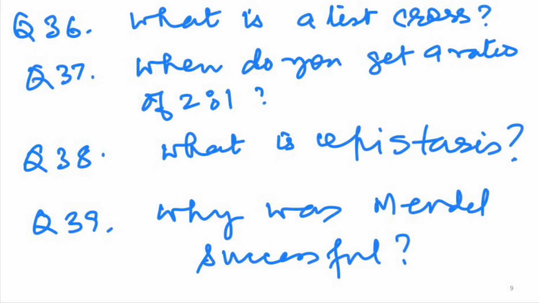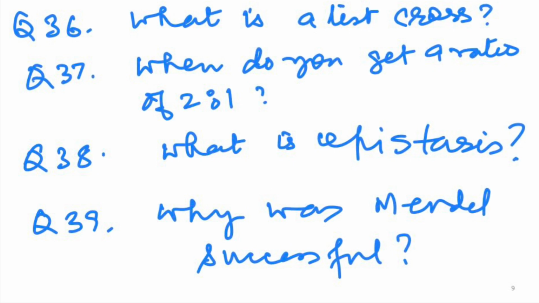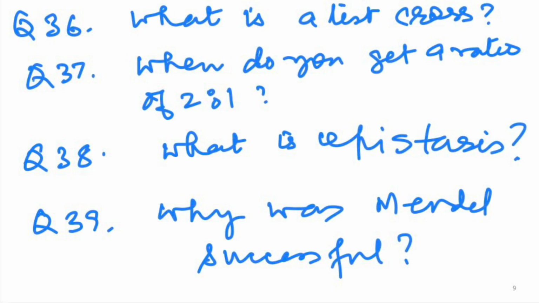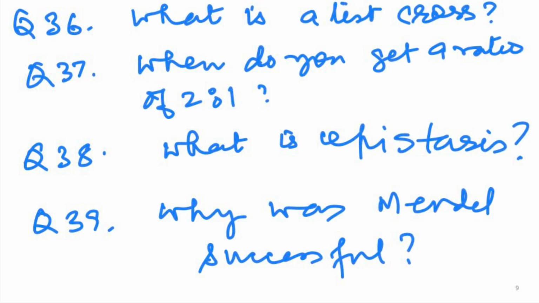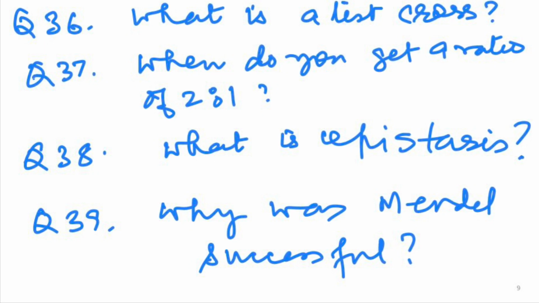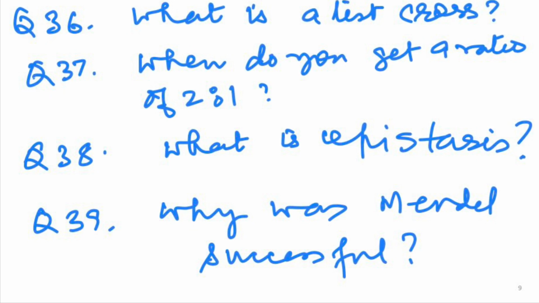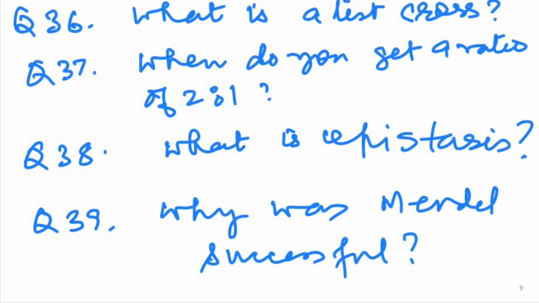Then a few other questions which might be asked: what is epistasis? It's a very common question and it will be asked. Epistasis is when one gene mutation affects the expression of the other, and it may be a recessive mutation or a dominant mutation. On the basis of that, the epistasis would be called dominant epistasis or recessive epistasis.